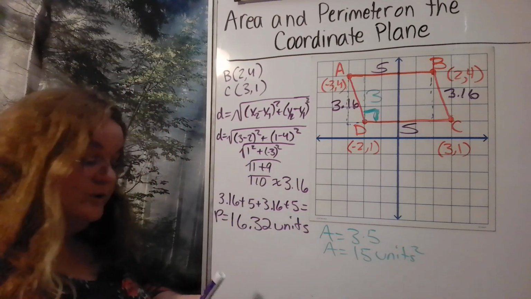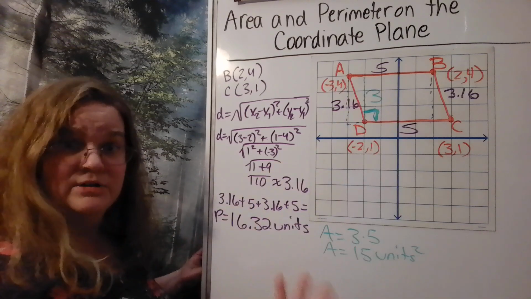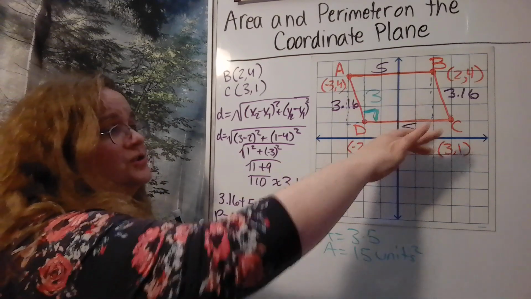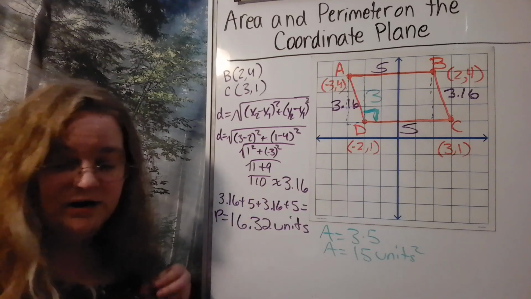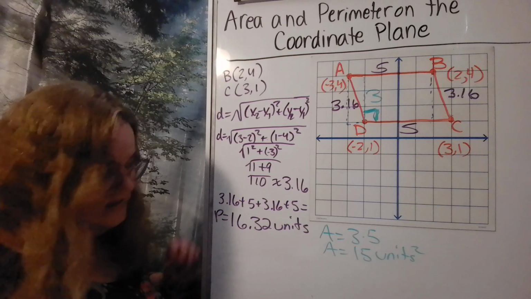When you're looking at a regular shape like a triangle or a parallelogram, usually part of it is either vertical or horizontal, which makes it a little bit easier. But sometimes we have weird shapes. So let's take a look at another example.